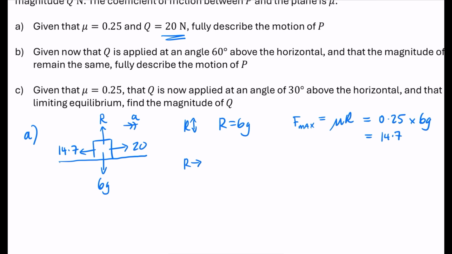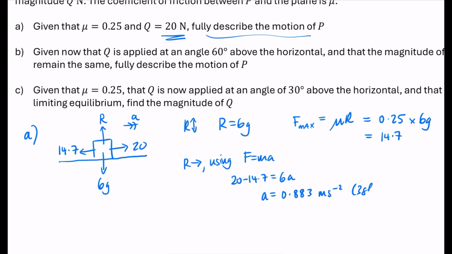So I'm going to resolve going to the right, and I'm going to do that using F equals ma. This is me trying to fully describe the motion of P. I want to actually tell them it's going to accelerate and how much it will accelerate by. So this F in the formula, remember that's the resultant force, that will be our 20 minus 14.7. And that is equal to its mass, which is 6, times its acceleration. So all I need to do is 20 minus 14.7, divide that answer by 6, and we get that the acceleration is 0.883 meters per second squared, and that is to 3 significant figures. You could also do it to 2 significant figures if you wanted to.